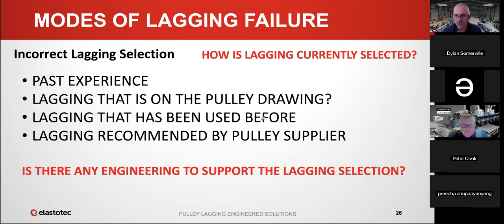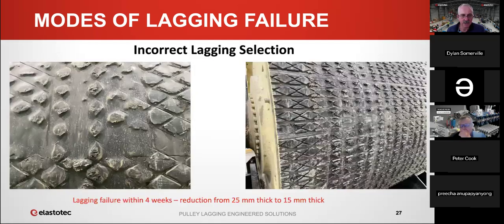I'm going to show you in a little while a catastrophic failure on a very large conveyor that caused a 3-day unplanned shut, and the lagging was selected based on past experience, and there were various reasons it failed. But the question that was asked in the root cause analysis of that failure was, is there any engineering to support lagging selection? At the time there wasn't, but in the next course we are going to go into detail and look at an engineering tool called Lagging Select for lagging selection.